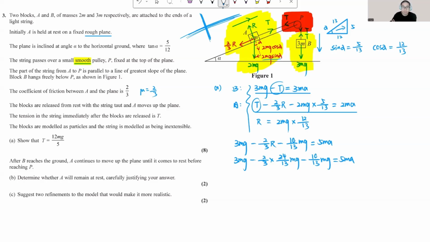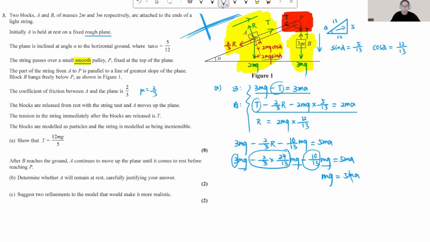So 3 mg minus 2/3 times 24/13 mg minus 10/13 mg. We could just put it all in the calculator: 3 minus 2/3 times 24/13, and then minus 10/13. So that would be just 1 mg. So mg is equal to 5ma.